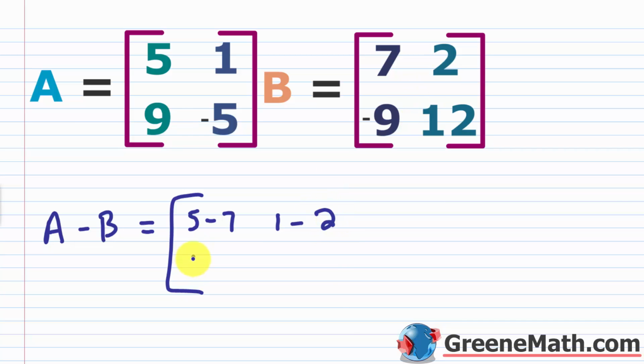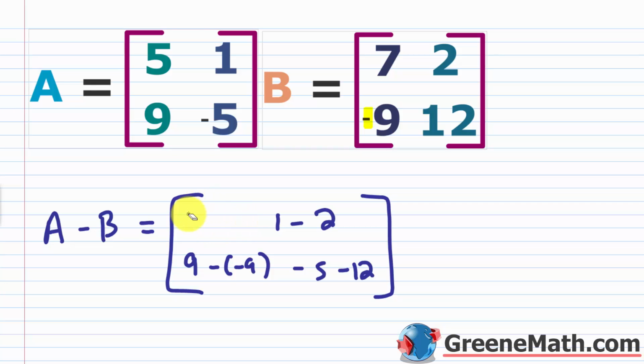Okay, I'm going to do a 9 minus a -9. Be careful there because you have a negative there. Okay, so 9 minus -9. And then I'm going to do -5 minus 12. Okay, so 5 minus 7, we know that's -2. Okay, so this is going to be -2. And then 1 minus 2 is -1.